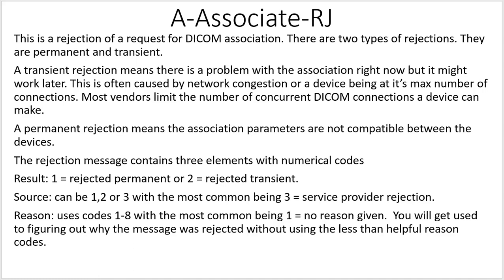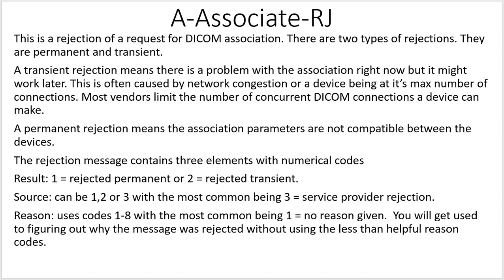A-ASSOCIATE-RJ, or rejection. This is a rejection of a request for DICOM association, and there are two types of rejections. They are permanent and transient. A transient rejection means there is a problem with the association right now, but it might work later. This is often caused by network congestion or a device being at its max number of connections. Most vendors limit the number of concurrent DICOM connections a device can make. So let's say your device can have 5 DICOM connections.